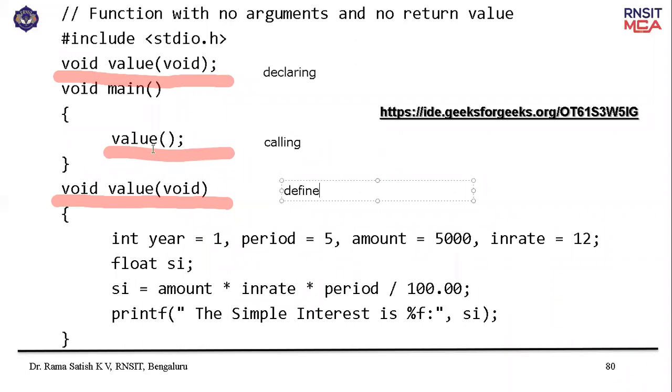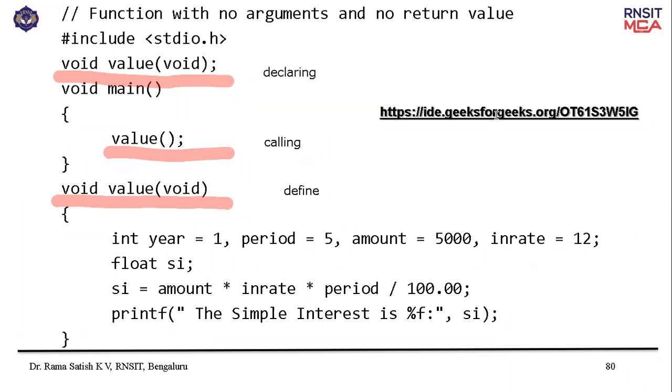So now, value is not taking any argument. There is no return type. Same way, there is no argument. Void and void. Void means don't do anything, nothing. And of course, you are calling the function by just calling the name of the function, and you're not passing any arguments. There are fixed values: period, amount, interest. It is calculating the simple interest and displaying the simple interest.